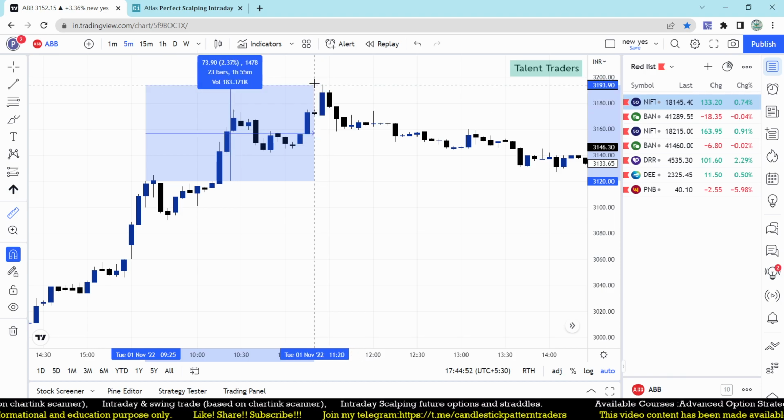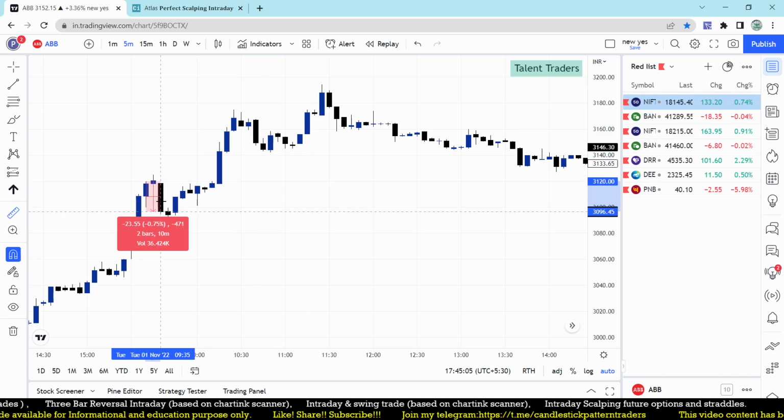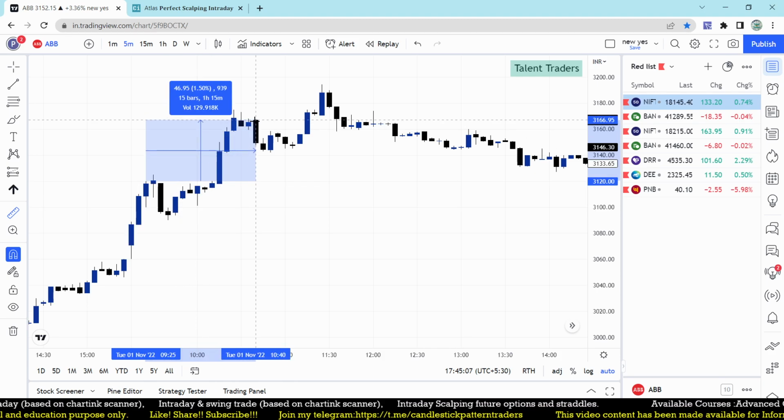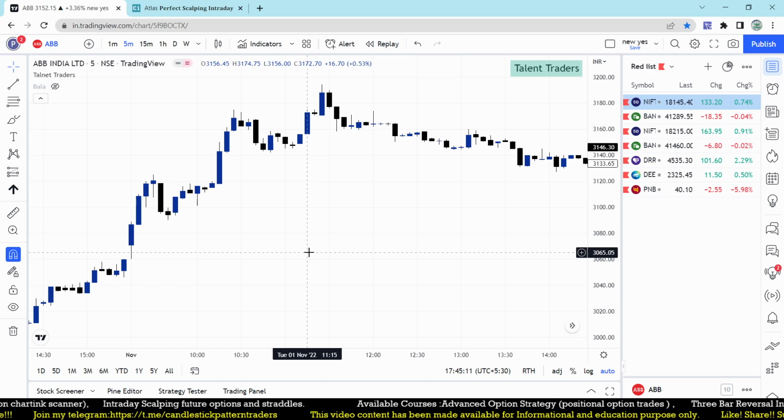But since it is a high volume, high value stock, it looks illiquid, so it's not suitable for options trading. That's why I ignored this stock. Finally, it was two trades which hit the stop loss, and then the third one went up. But we did not take this stock.